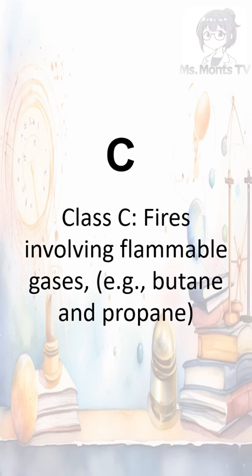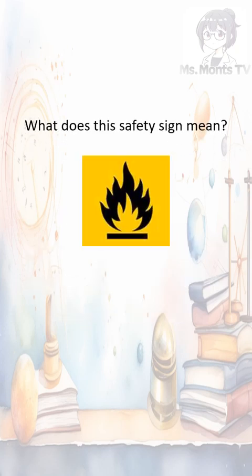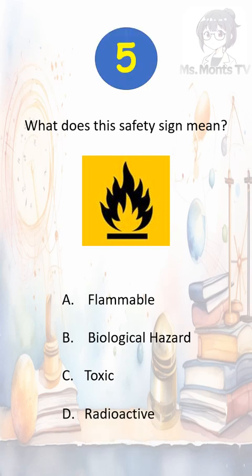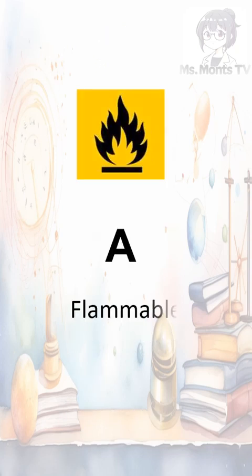C. Class C. Fires involving flammable gases, such as butane and propane. What does this safety sign mean? A. Flammable. B. Biological hazard. C. Toxic. D. Radioactive. A. Flammable.